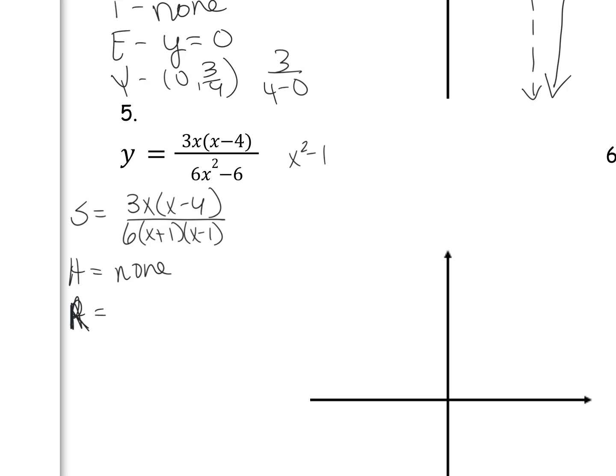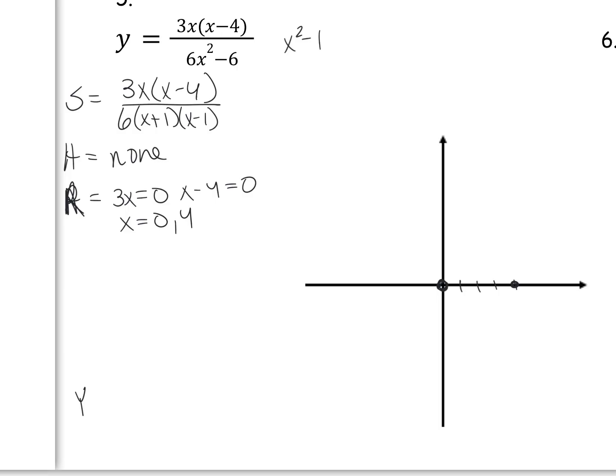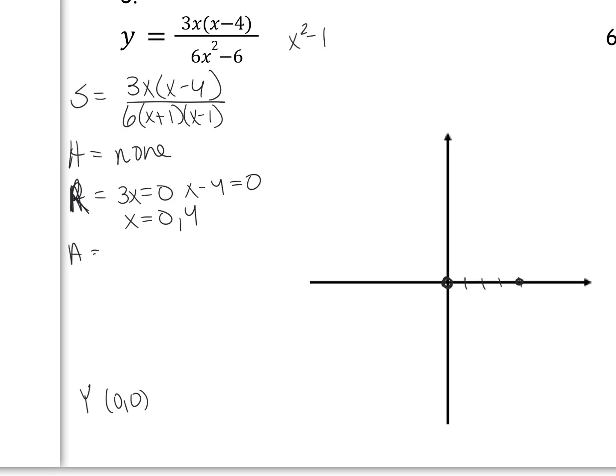Did you get 2? I see 2 roots. 3x equals 0 and x minus 4 equals 0. So I got x equals 0 and 4. If I got a root at 0, 0, what's my y-intercept? So I can go ahead and write that. Okay, with your group, see if you can figure out what the asymptotes are. Keep in mind, these are the vertical asymptotes. The horizontal will be end behavior.